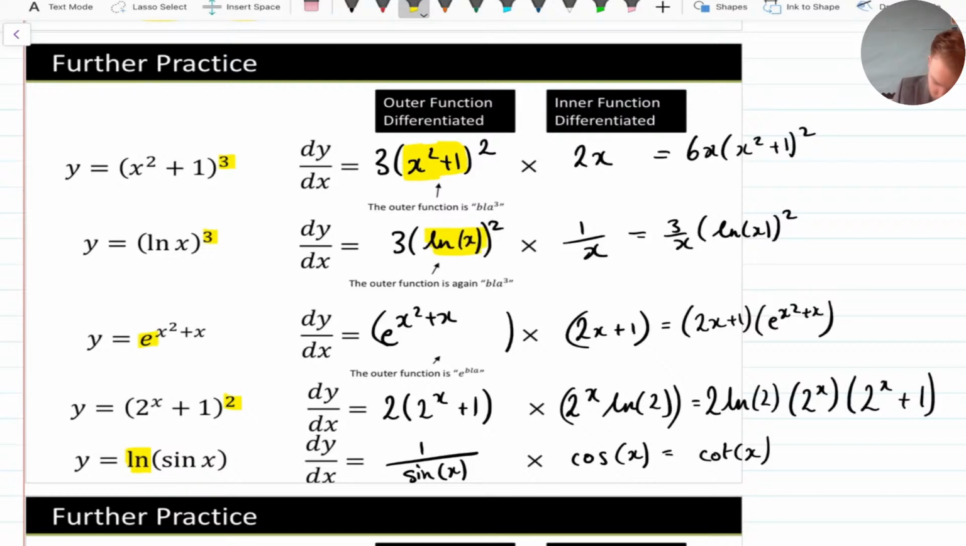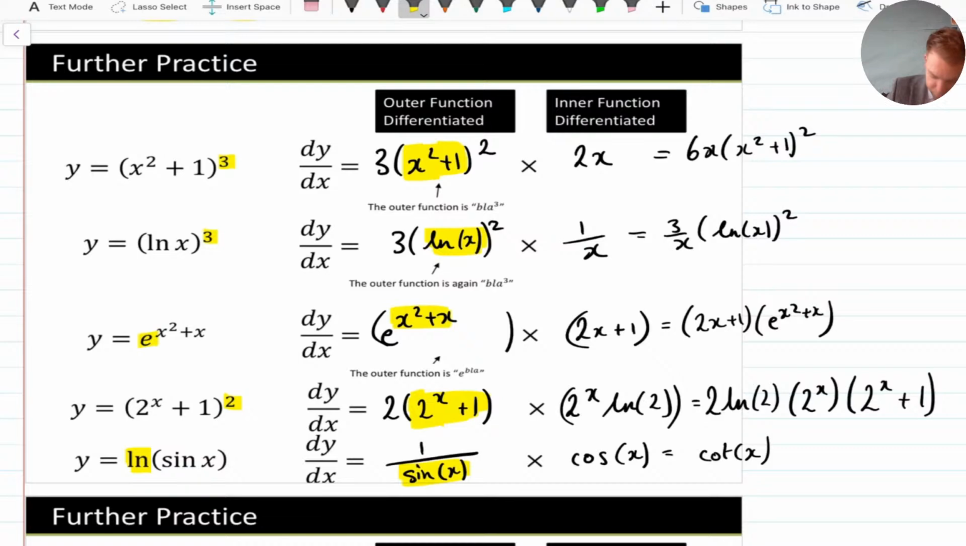Here, the inside part stays the same, and exactly the same with this one. So when you're dealing with ln of sine x, the inside part of it needs to stay the same. And the ln, you're right in saying ln of x is 1 over x, but ln of sine x is going to be 1 over sine x. The outer layer says just 1 over that part. Does that make sense? Yeah.